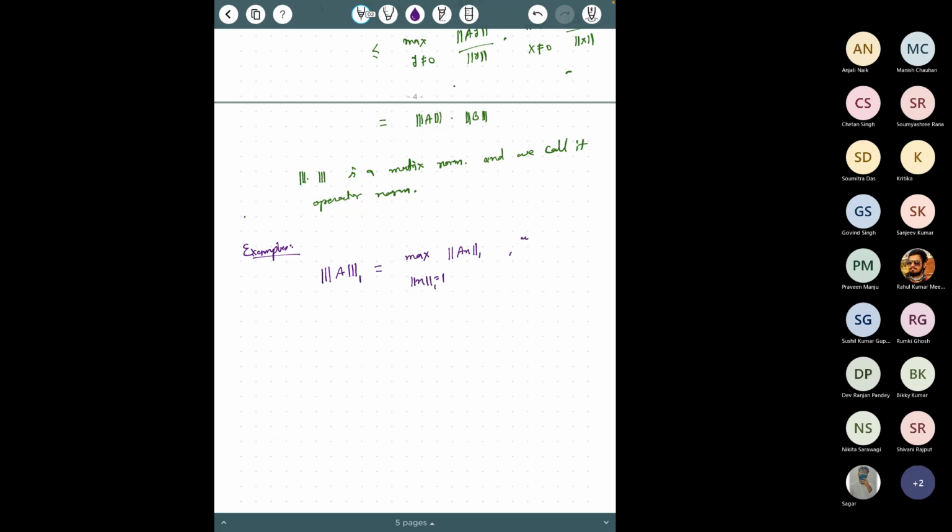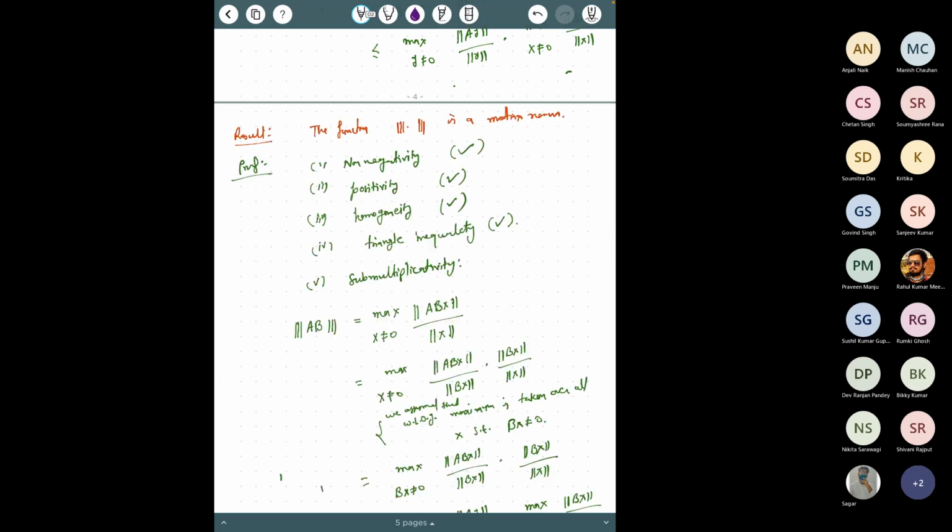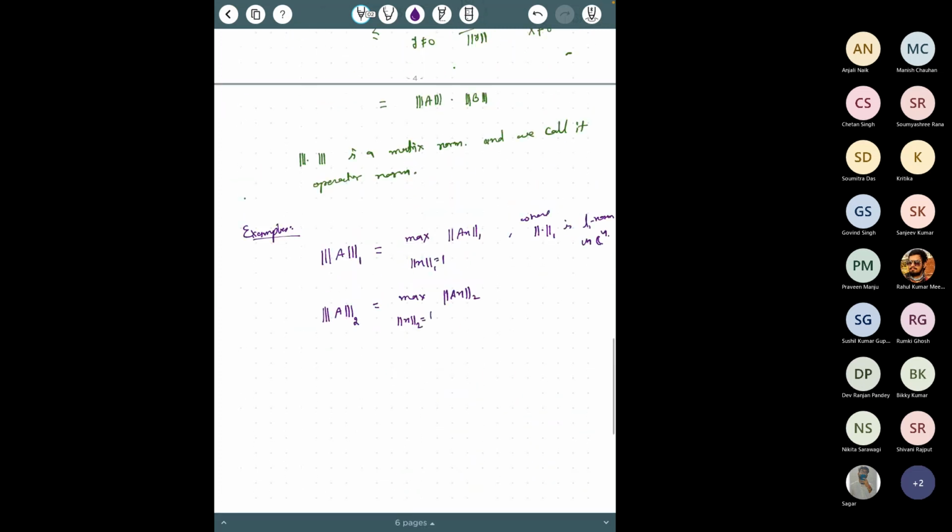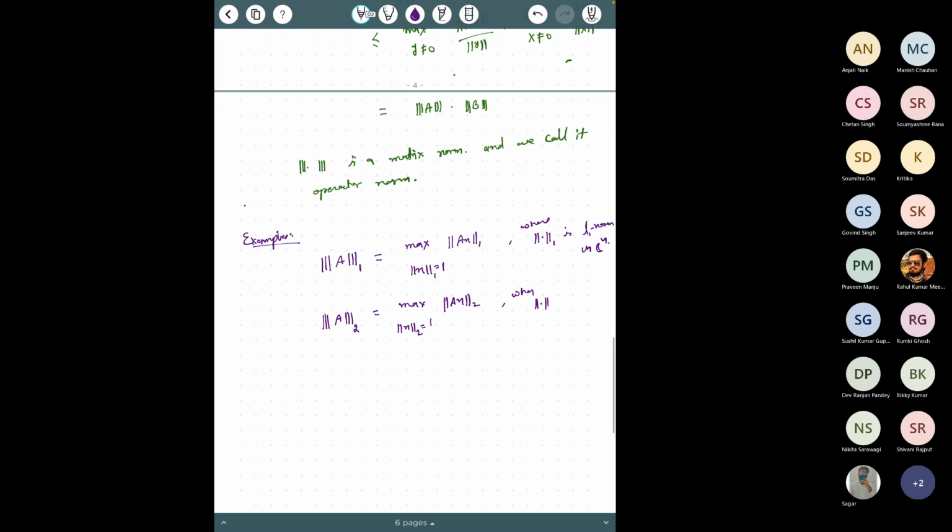Here this norm is the L1 norm on Cn, let's say. Similarly, you can define the operator 2 norm. This is defined the same way. Now, in order to say that this function is a norm, we don't have to check. It is just the way it is defined, it becomes a matrix norm because of the previous result. So this is the operator 2 norm, where this is the L2 norm on Cn.